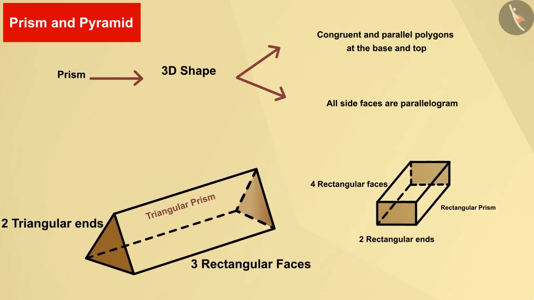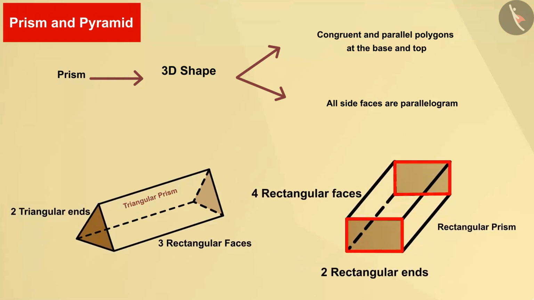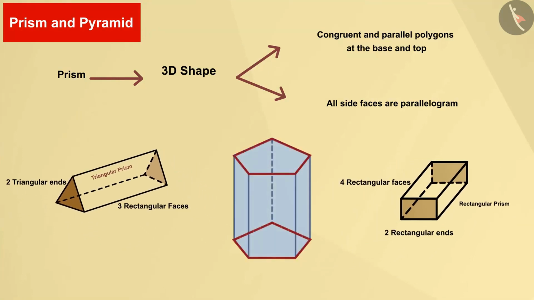As its ends are triangular, it is a triangular prism. Its ends are rectangles, so it is a rectangular prism. Its ends are pentagons, therefore it is a pentagonal prism. Similarly, you can also identify the name of the prism according to the base and upper end of a prism.